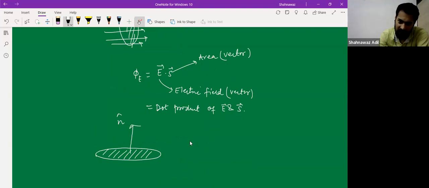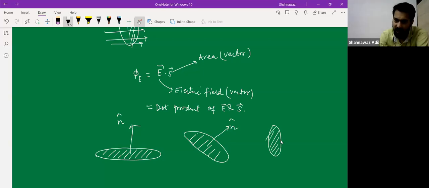Let's say you have the surface like this, right? So what will be the area vector? The area vector direction will be like this, right? And let's say you have the surface like this. So what will be the area vector direction? This will be the direction. Understood this point?